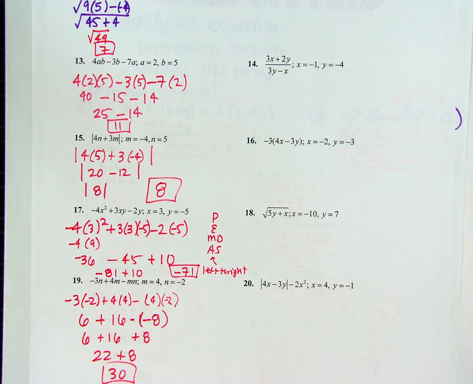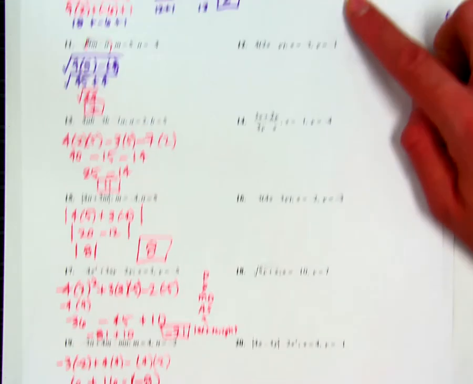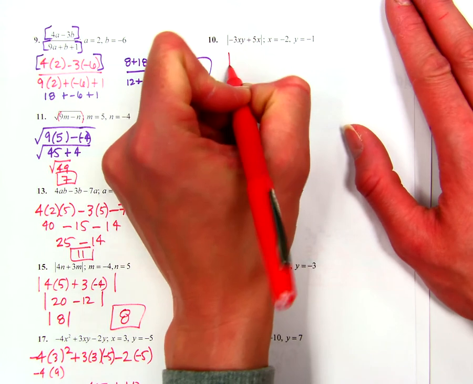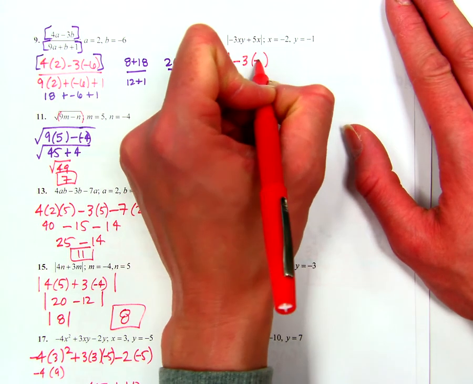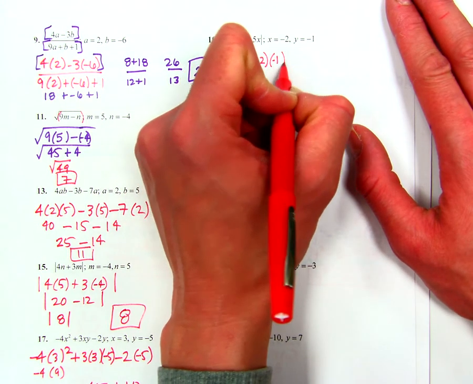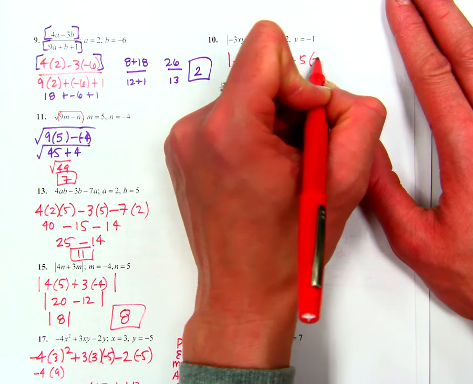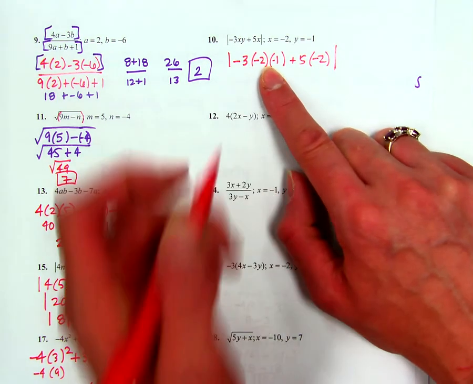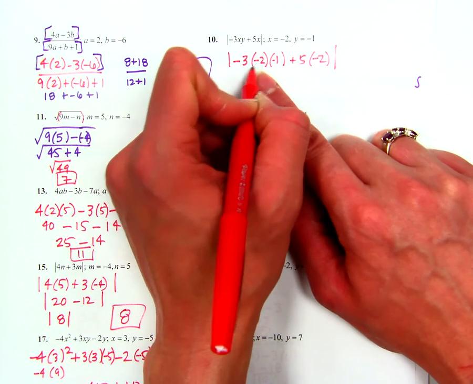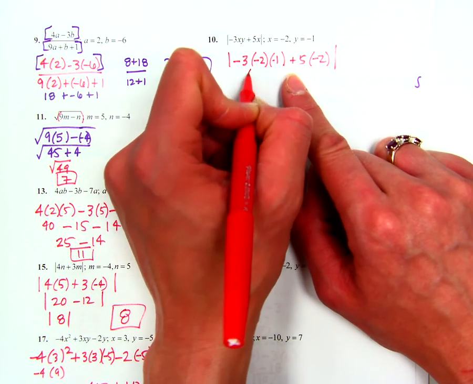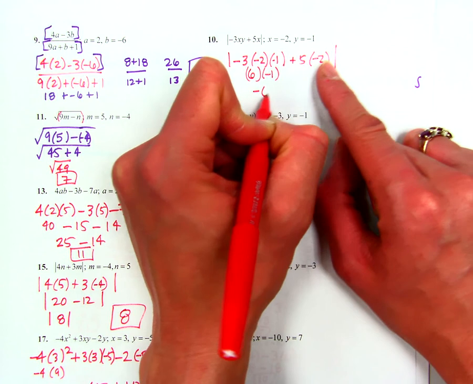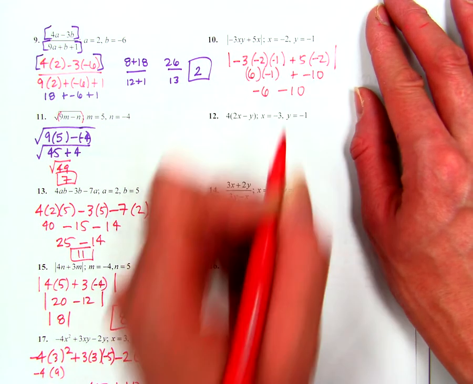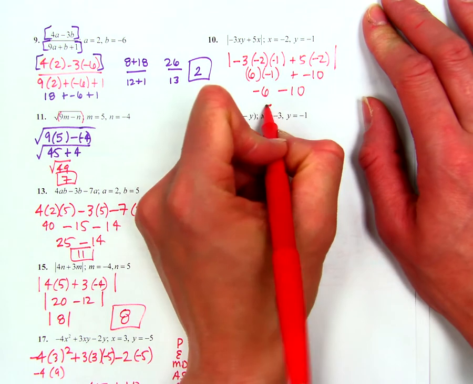All right, I'll do one more of the even ones. So we'll go back to number 10. All right, so this is absolute value of 3 times x times y plus 5 times negative 2. All right, so if I multiply, I've got positive 6 times negative 1, which is negative 6. This gives me negative 10. So negative 6 minus 10 gives me negative 16.